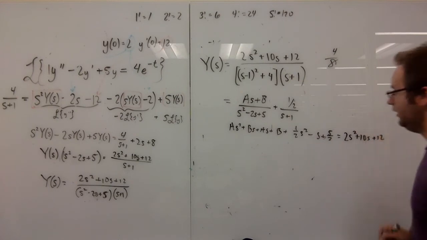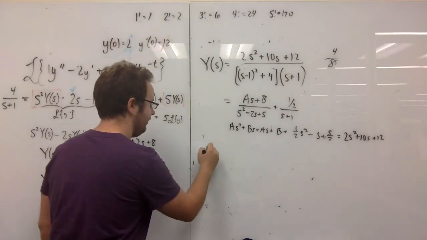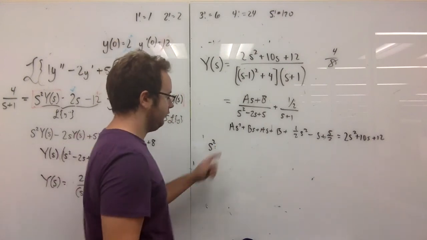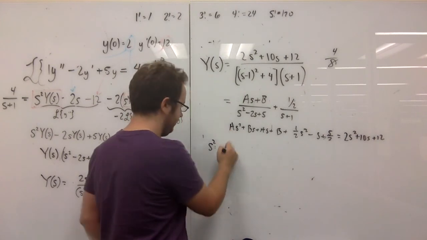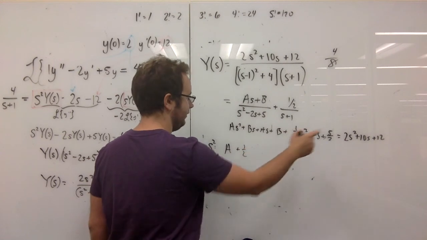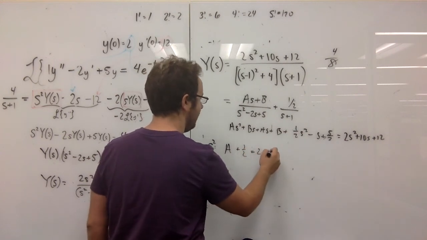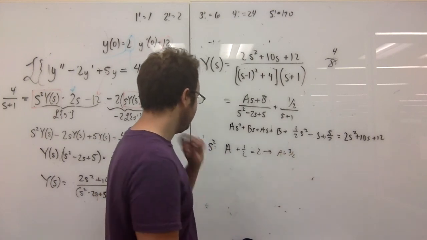Good. All right. Let's start by grouping the powers on s. So we have s squareds. How many s squareds do we have here? 1. We have 1a. How many here? 1/2. How many at the end? 2. These equal 2. So it immediately tells us that a equals 3/2. That's nice. That's wonderful.